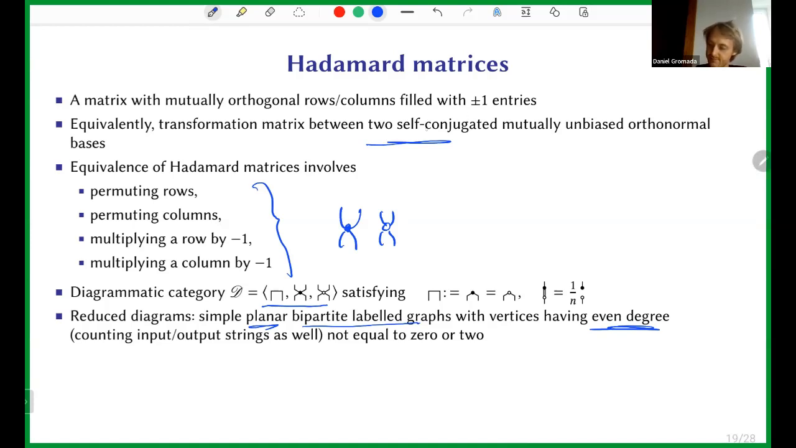If this was not self-conjugate, that might be interesting. But then you wouldn't have the equality here, which would make it complicated. I think I didn't think about it too much in detail, but that would maybe also be an interesting direction for further research.